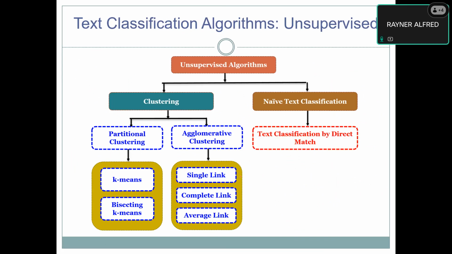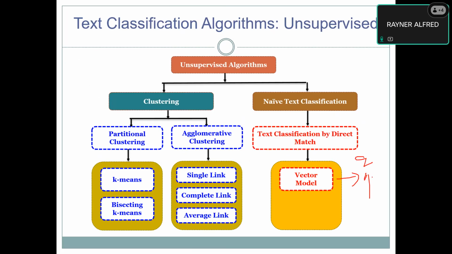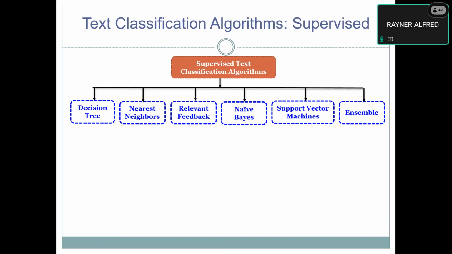And for the naive text classification, they are based on direct matching only. So this is basically using the technique that we use for matching query and document. Okay, so we use the vector model. This is similar to looking at the query and how similar the query is to the document that we have. Okay, so let's take a look at this one first, which is the clustering.